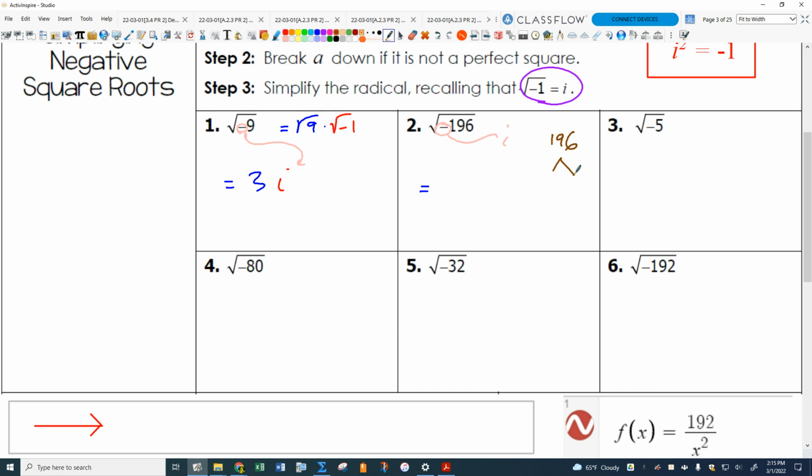Wait a minute, does 64 go into 196? You sure? Oh, no, I guess it doesn't, does it? No, it doesn't. You're right. 64 doesn't. Does 49? It does. Times what? 4. There we go. Okay. So we could break the 196 up into a 49 times, what did we say it was?